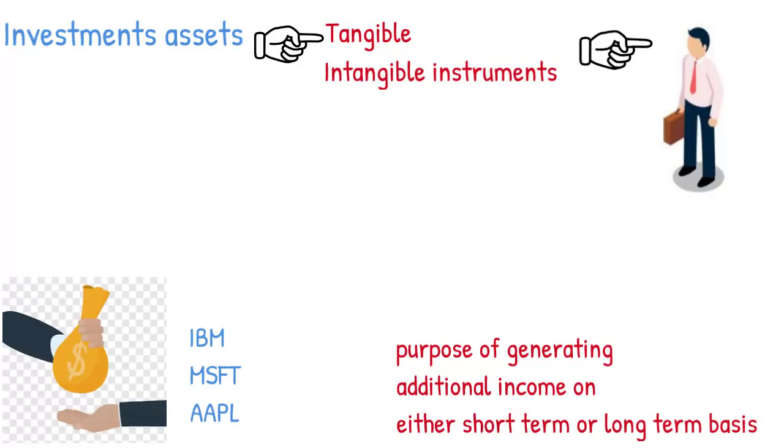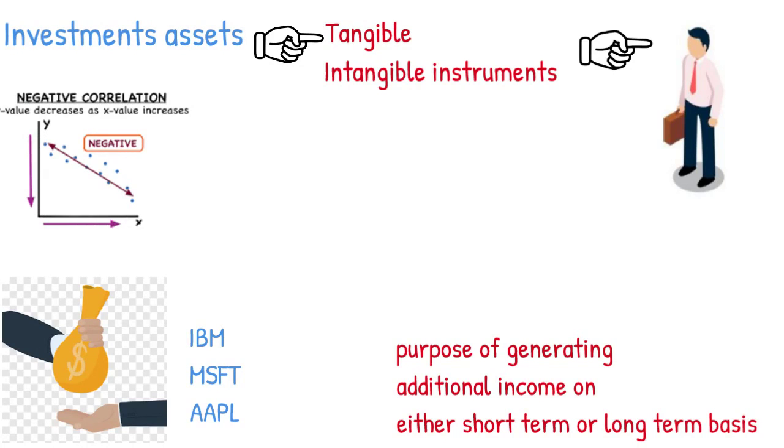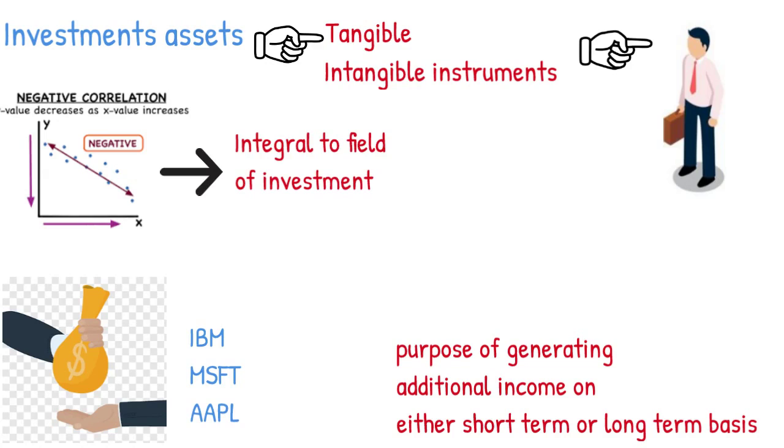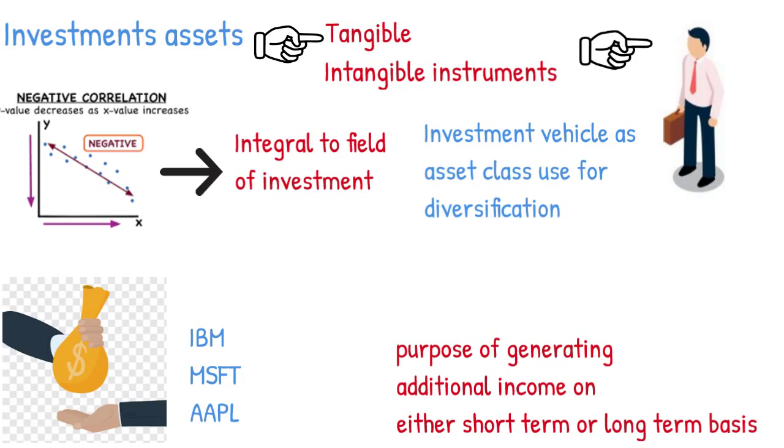Asset classes and asset class categories are often mixed together. There is usually very little correlation, and in some cases a negative correlation, between different asset classes. This characteristic is integral to the field of investing. Financial advisors view investment vehicles as asset class categories that are used for diversification purposes.